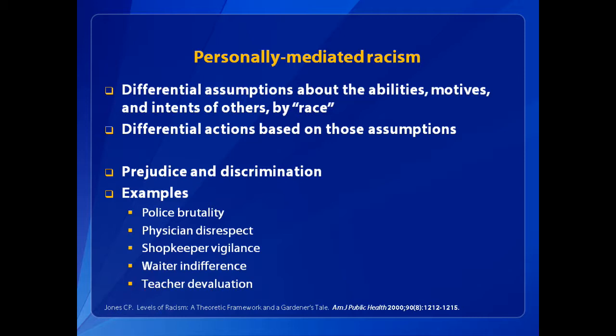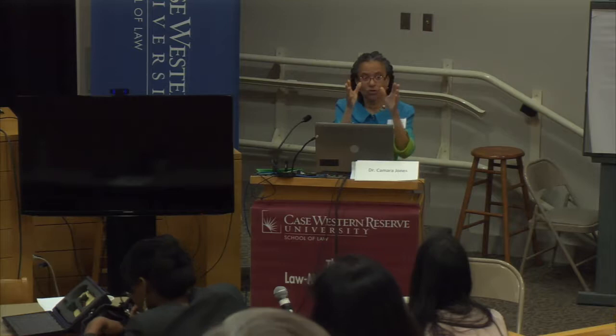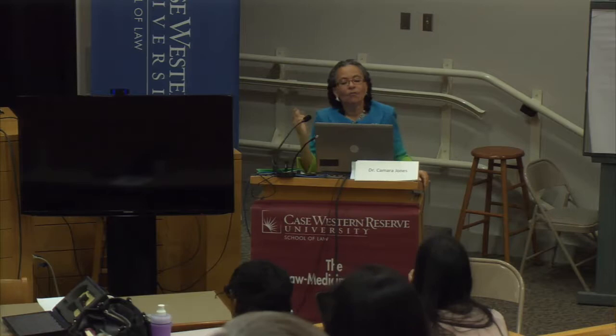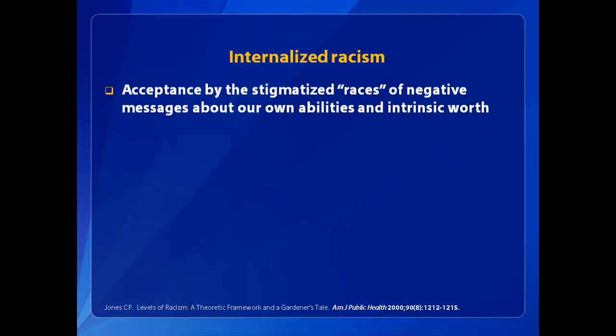And like institutionalized racism, personally mediated racism can be through acts of doing as well as acts of not doing, but even more important, it can be unintentional as well as intentional. And you do not have to have intended to do something racist to have had a racist impact. So here we get to that legal notion, and under what laws do you have to show intent versus just disparate impact. For internalized racism, my definition is acceptance by members of the stigmatized races of negative messages about our own abilities and intrinsic worth.